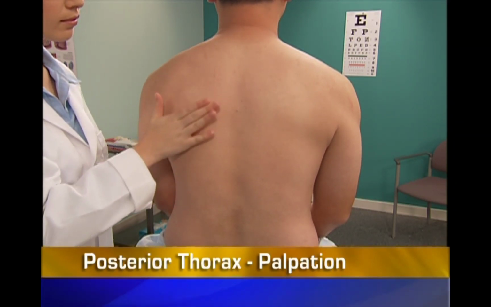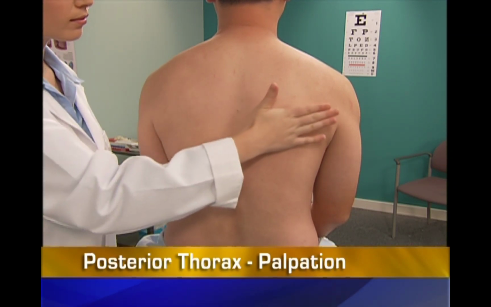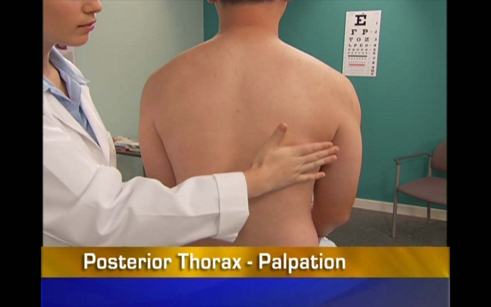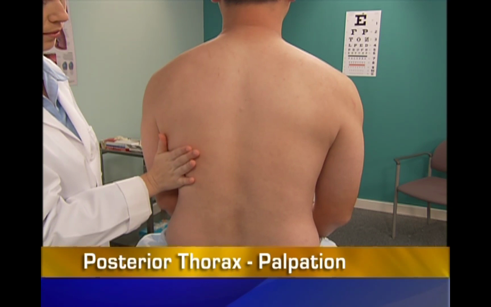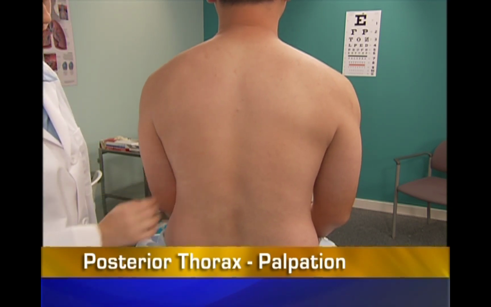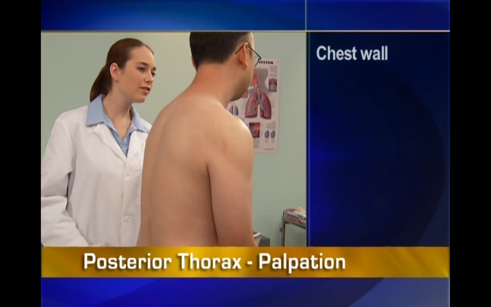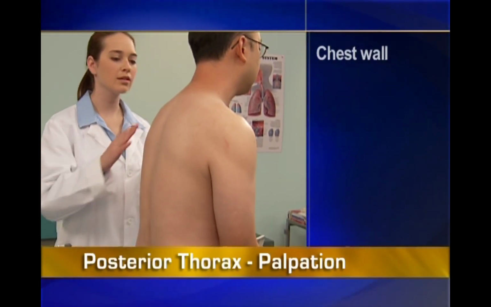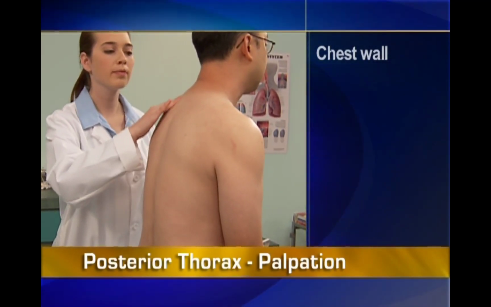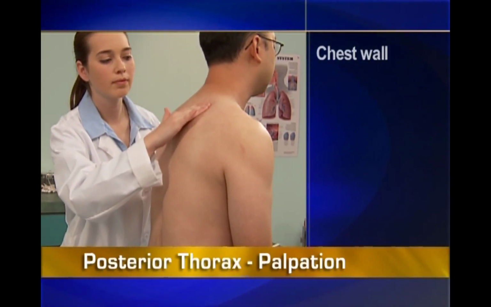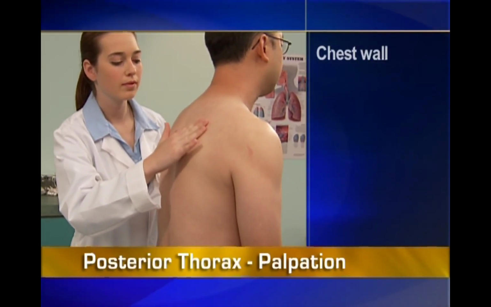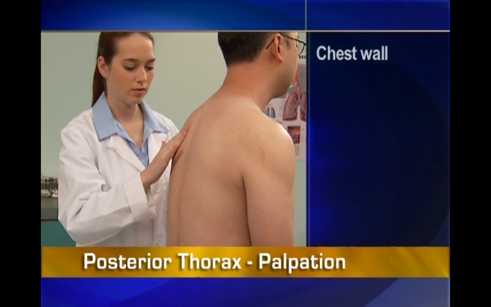Vibrations should feel the same in corresponding areas on each side. However, they may feel stronger on the right side between the scapula, because that side is closer to the tracheal bifurcation. Various places on your back. I want you to tell me if you feel any pain or tenderness. Then gently palpate the chest wall. The skin should feel warm and dry, and you should detect no tenderness, masses, or lesions.